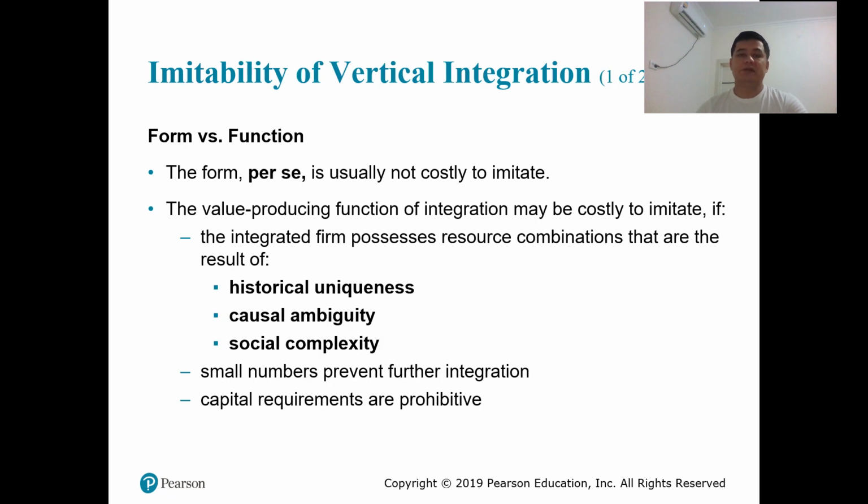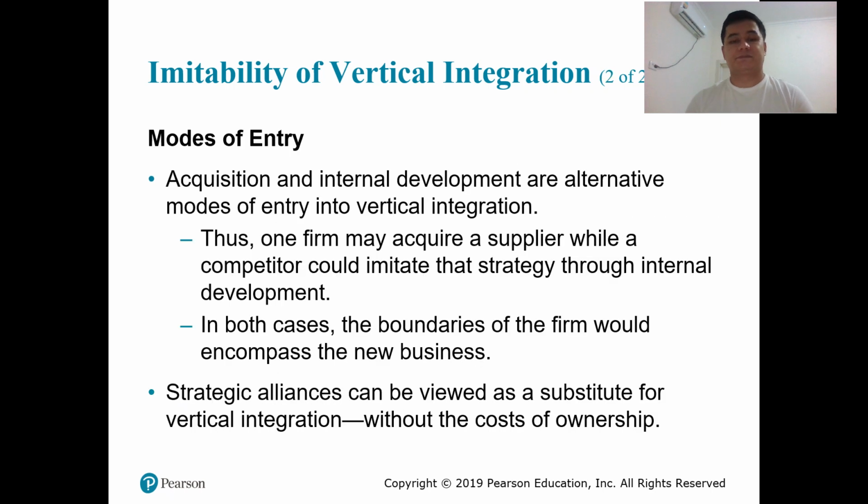And the immutability of vertical integration: form versus function. The form per se is usually not costly to imitate. The value-producing function of integration may be costly to imitate if the integrated form possesses resource combinations that are a result of historical uniqueness, causal ambiguity, social complexity, small numbers preventing further integration, or prohibitive capital requirements.